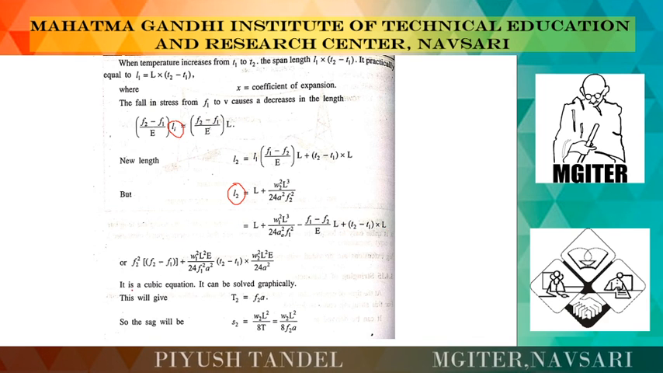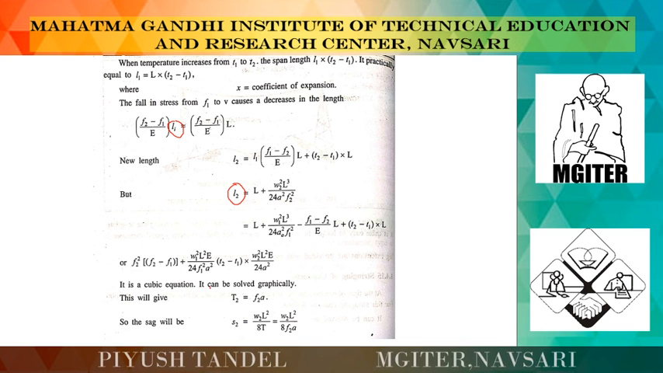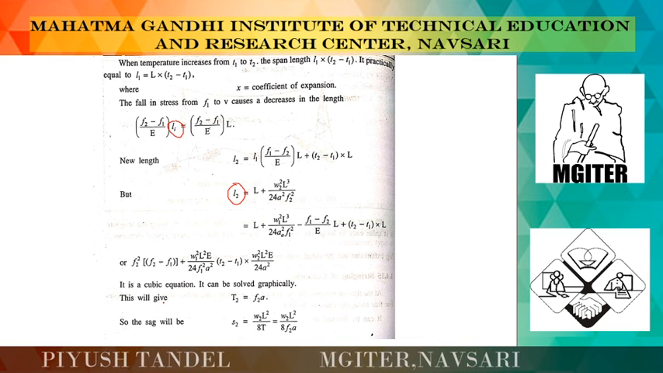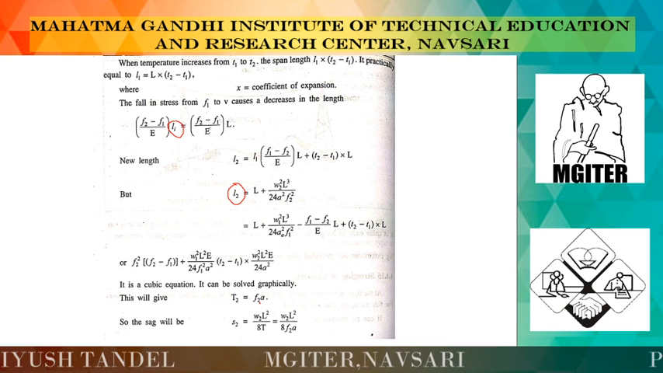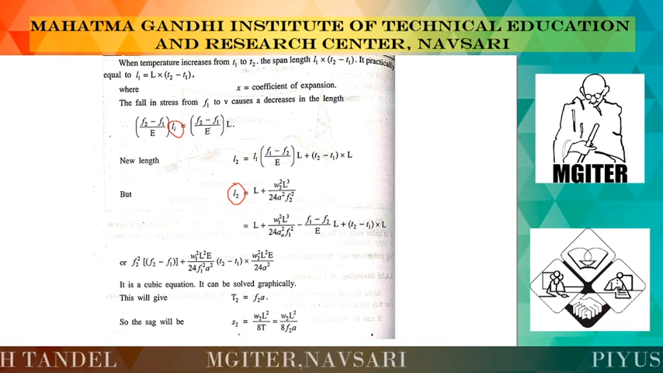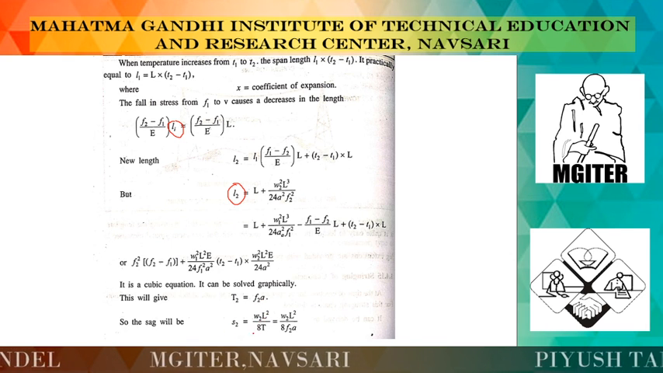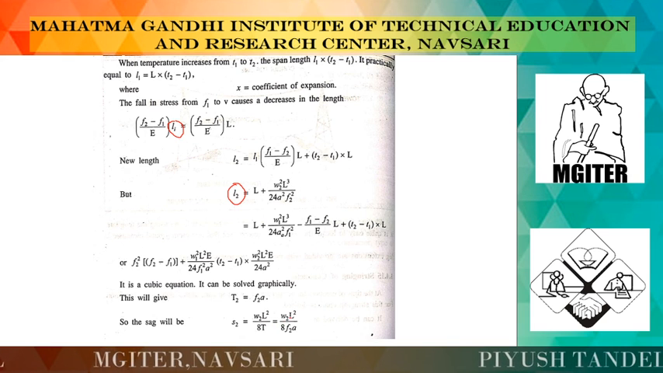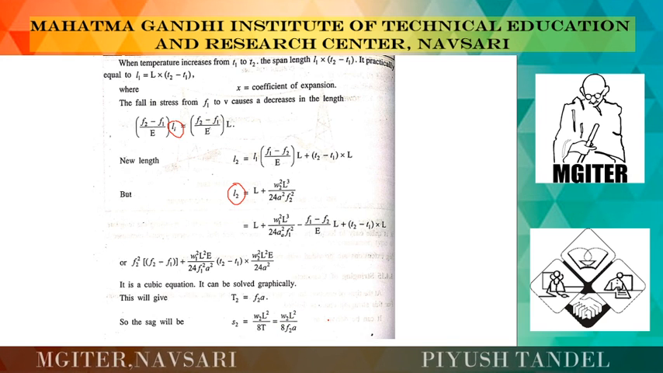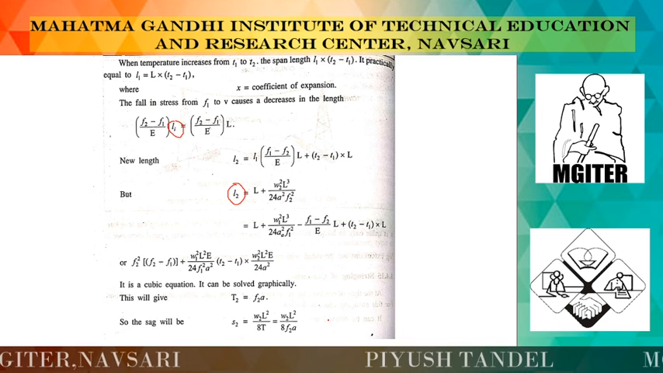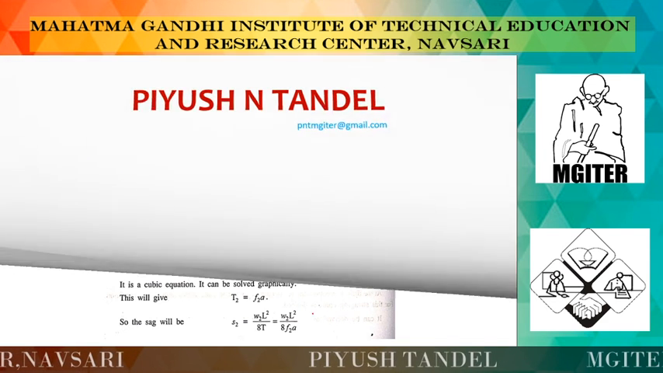And from this we can see it is a cubic equation, and it can be solved graphically. This is generally given as T2 equal to F2 A, and so the sag will be S2 equal to W2 L square divided by 8T, equal to W2 L square divided by 8 F2 A, and F2 A is the range of its tensile strength.